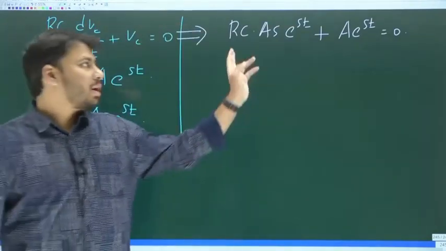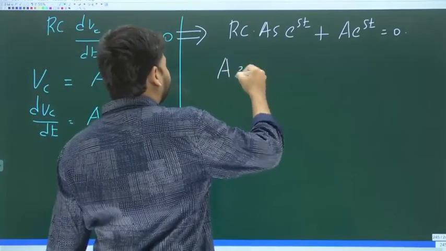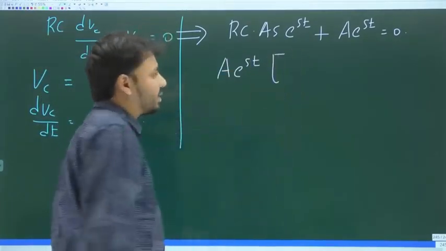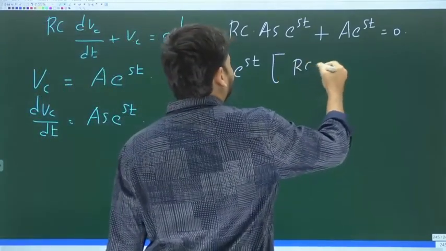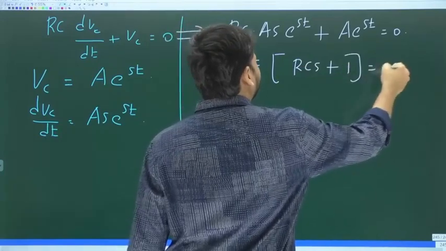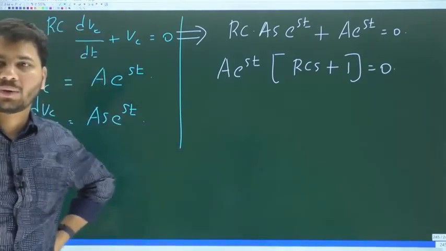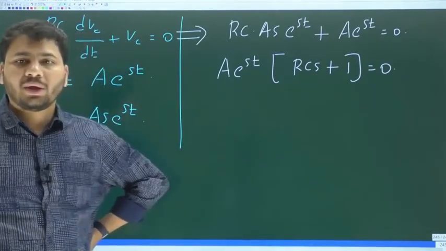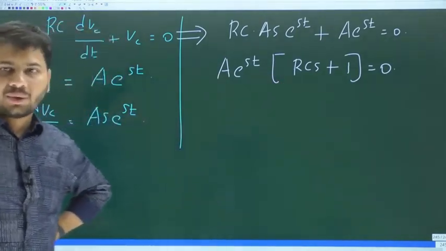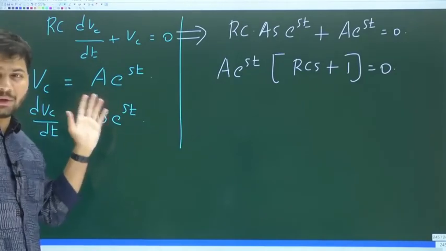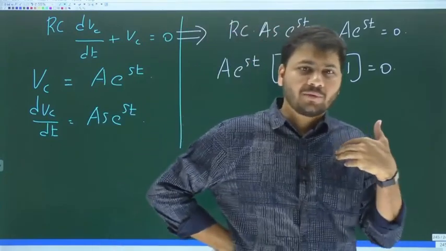This sum is 0. Now what is common to the two terms on the left hand side? Is it not A times e power st? If you take out A times e power st as common, you get RCs plus 1 equal to 0. Then the equation becomes A times e power st times RCs plus 1 equal to 0.